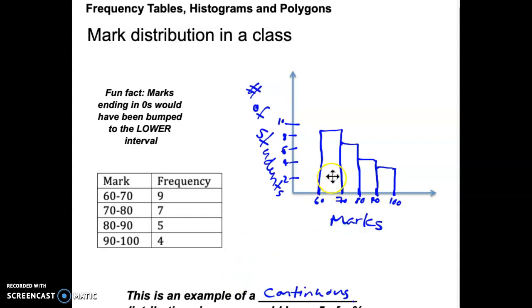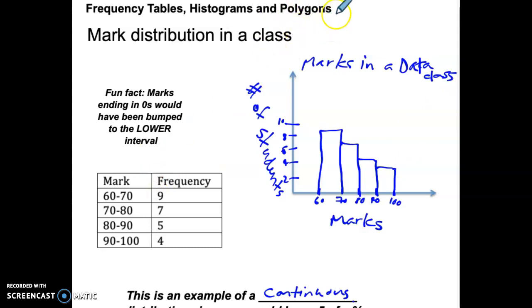Okay, and we can shade this in if we want to make it look a little prettier. But there we have our histogram. So this is marks in a data class. Okay, so we want titles, we want all of our axes labeled, and there's our histogram.